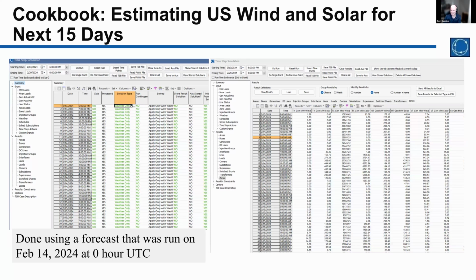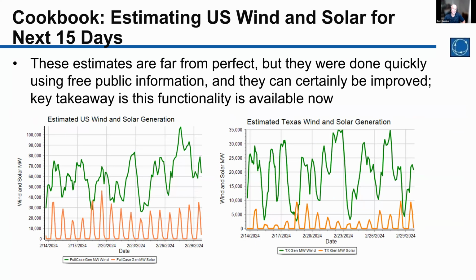I should say we're not saying this is what a utility wants to use. We're just saying these are tools that are available, because this is, of course, assuming all the generation is in service. So it's not saying this is an operational tool. It's saying this is something that a planner can use if they want to get an estimate of something going forward.